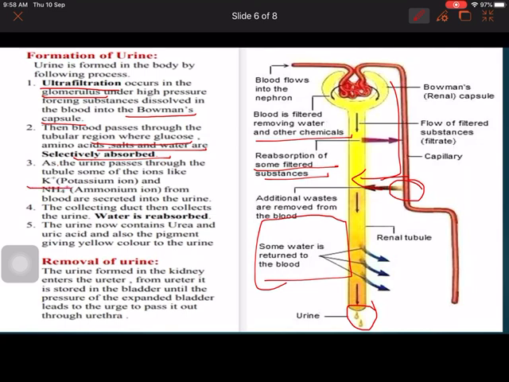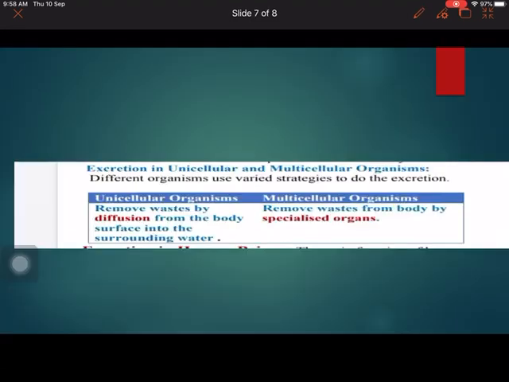This urine contains potassium ions and ammonia, and nitrogenous waste secreted in the form of urea. The collecting duct then collects the urine, and water is reabsorbed. Then all this is passed through the ureter to the urinary bladder, and when the pressure of the expanded bladder leads to the urge, we pass the urine through the urethra. This is how the formation and removal of urine takes place.